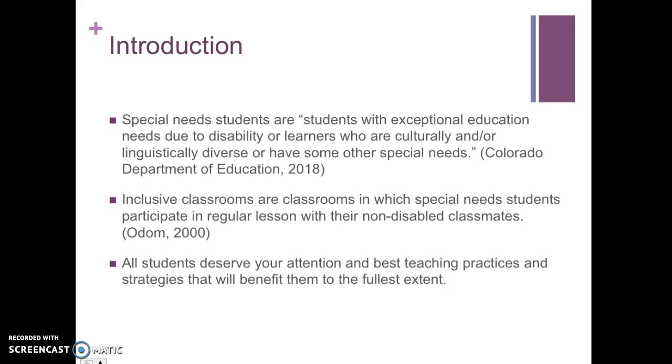And so the special needs students are given an IEP. Through testing, they are identified as special needs, and they have an IEP in place. The IEP gives us modifications and accommodations to help set these students up for success. The strategies that are used for special needs students can benefit all students, ELL students, and even some of your visual learners that may struggle with other types of lesson delivery. But in the end, all students deserve our attention and best teaching practices and strategies that will benefit them to their fullest extent. Simply said, we want to set them up for success.